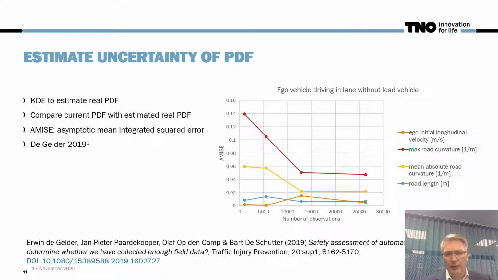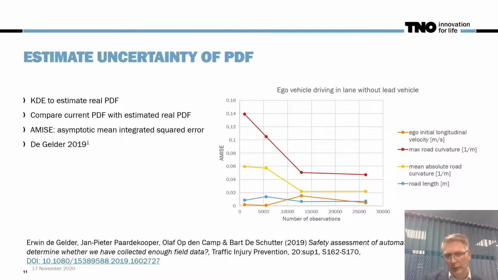This is a measure that estimates the uncertainty of the probability density function. It uses a kernel density estimation to estimate the real PDF, so where the PDF is heading to. It compares the current PDF with the estimated real PDF, and AMISE is a measure for the difference. So if we look now at this graph for 4 parameters, we see that with each data set the AMISE score goes down, which is what we want.